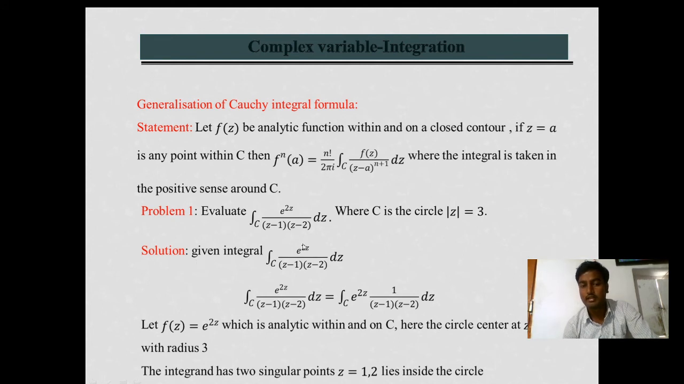See, one more problem is there. The given integral is given. The singular points are z minus 1 equal to 0 and z minus 2 equal to 0, so z equal to 1 and z equal to 2. Therefore 1 and 2 are singular points. Now you have to check which point lies inside. If we substitute z equal to 1, modulus of 1 is 1, which is less than 3, that means the point lies inside. If you substitute z equal to 2 here, modulus of 2 is 2, which is less than 3. So see, both 1 and 2 lie inside.